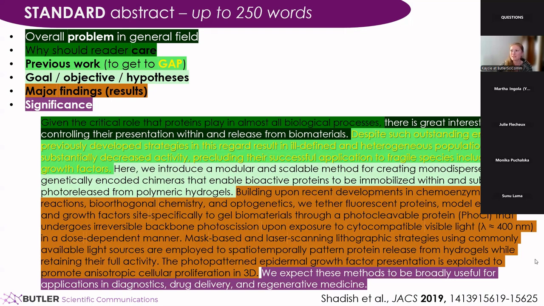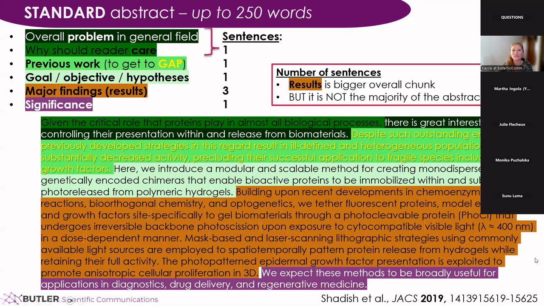Okay, the first thing to notice, I want us to look at how much of this abstract is taken up by the different parts of our abstract. So notice that we have one sentence together for the overall problem and why people should care. We have one sentence for previous work because we needed to use this to get to the gap. We have one sentence of the goal objective statement, then 3 of the results or findings, and 1 of the significance.